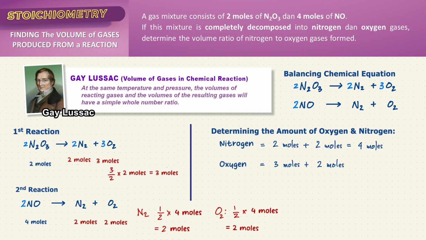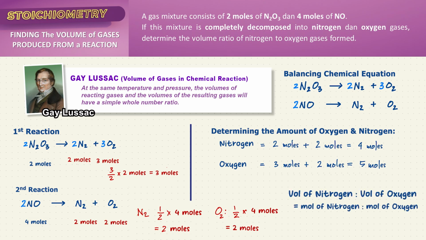As for the total volume of oxygen, it is 3 moles from the first reaction, and 2 moles from the second reaction. Therefore, the oxygen formed from both reactions is 5 moles. From these results, we can answer the question that the volume ratio of nitrogen gas to oxygen gas is 4 to 5. This problem demonstrates the importance of Gay-Lussac's law of volume ratios, especially for calculating the volume of substances in gaseous form in chemical reactions.